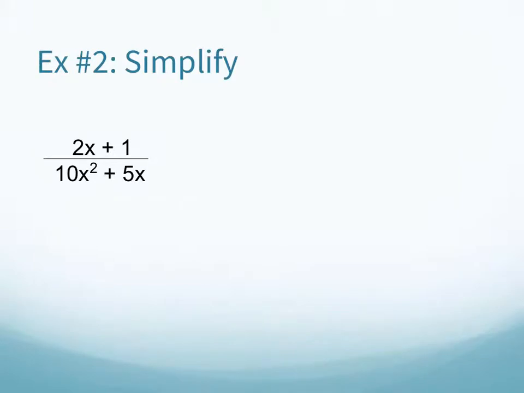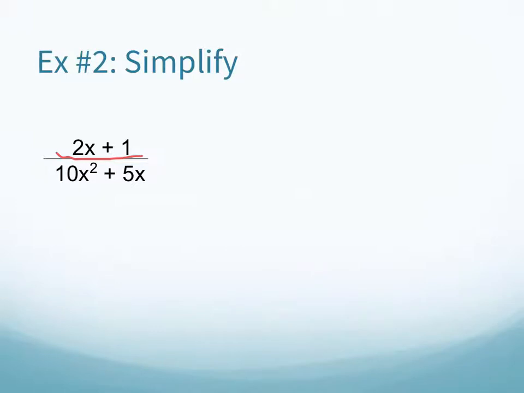Example 2, we have 2x plus 1 all divided by 10x squared plus 5x. So step 1 was to factor. So let's factor the numerator, 2x plus 1. So 2 terms, you look for greatest common factor. Greatest common factor between 2 and 1 is just 1. No variables in common, so no greatest common factor other than 1.